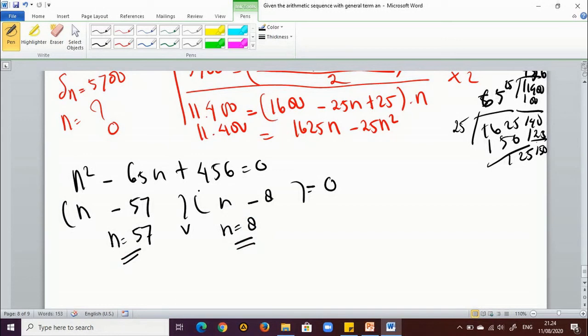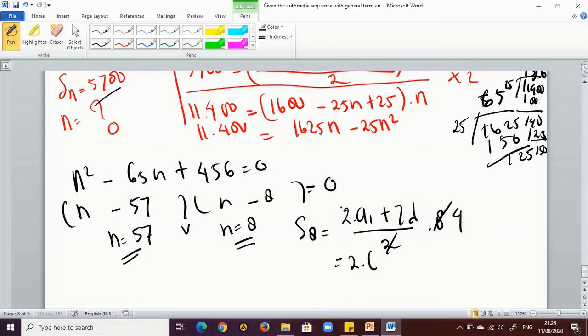So what is the most probable value for 5,700? I can use S8 to check which n we want to use. So 2 times the first term plus 7d, over 2, times 8. We can cancel both of them to be 4. 2 times the first term 800, and then plus 7 times minus 25, and then we close the bracket, times 4.